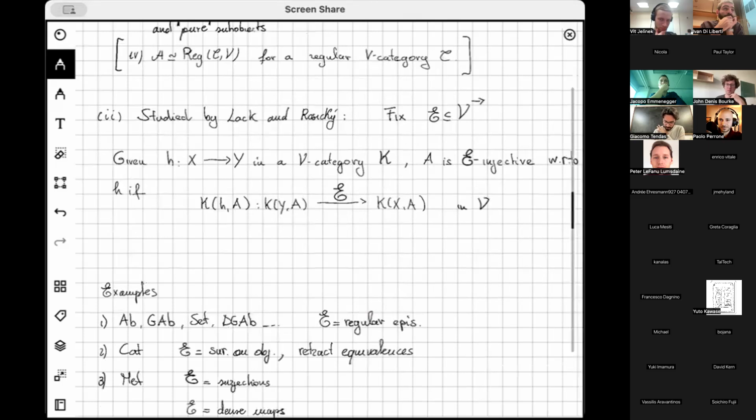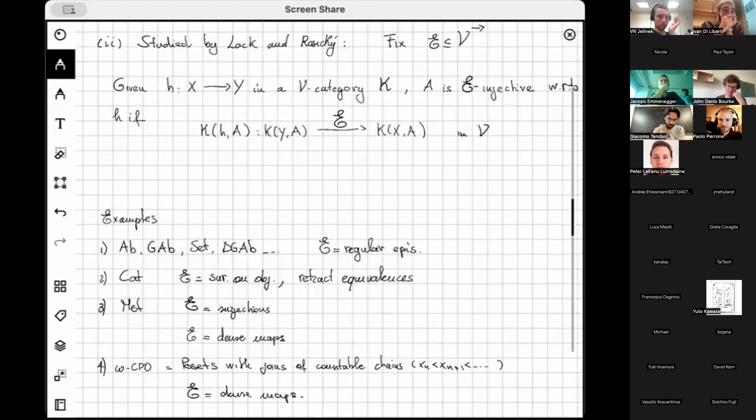What are some examples of classes of interest? Well, a natural choice, if your category is good enough, so if it is a variety, is the class of regular epis. But in other cases, like Cat, you have either the surjective on objects or the retract equivalences, which also provide very interesting applications. But then if you start adding examples, you can also be more adventurous.